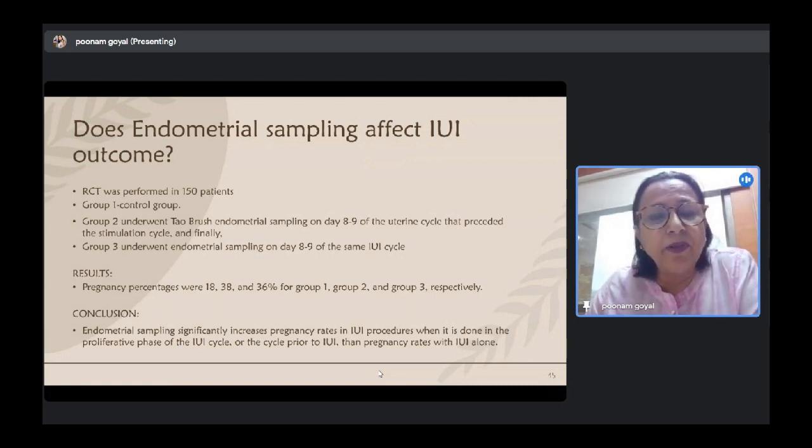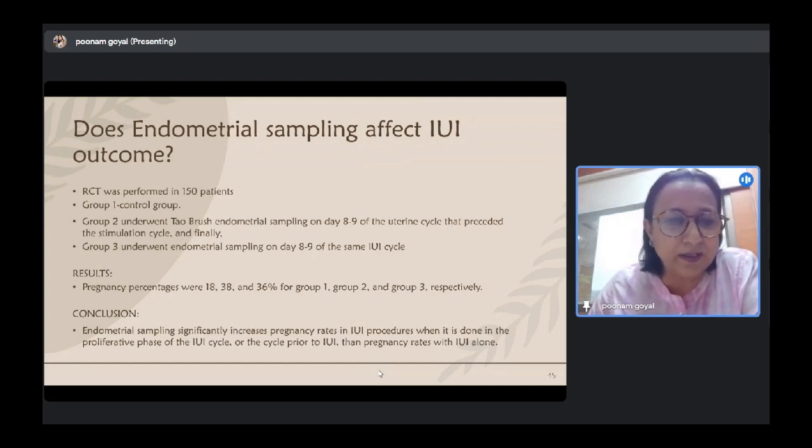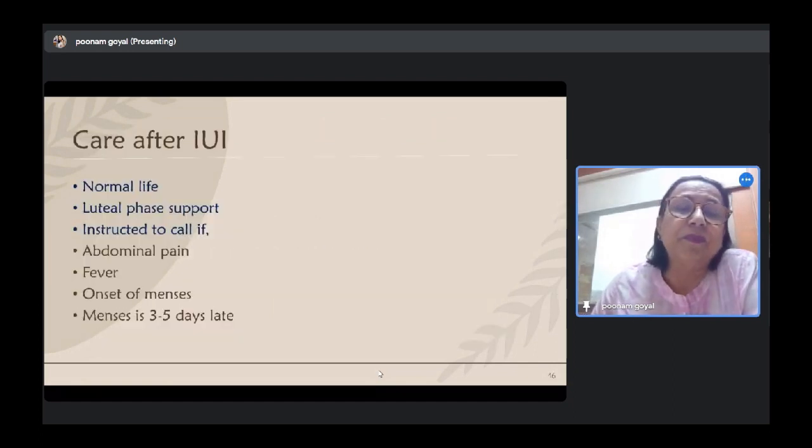So to conclude, endometrial sampling significantly increases pregnancy rates in IUI procedure, but only when it is done in the proliferative phase of the IUI cycle or the cycle prior to IUI, compared with the pregnancy rate with IUI alone. But I have personally never done this in cases of IUI.